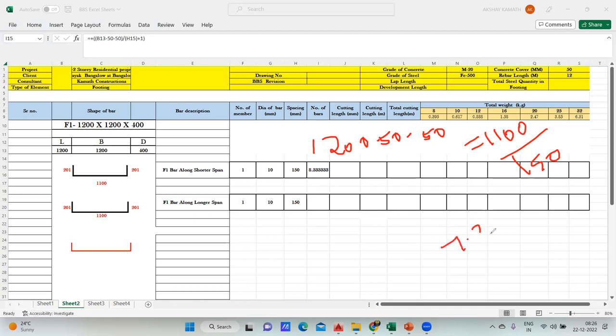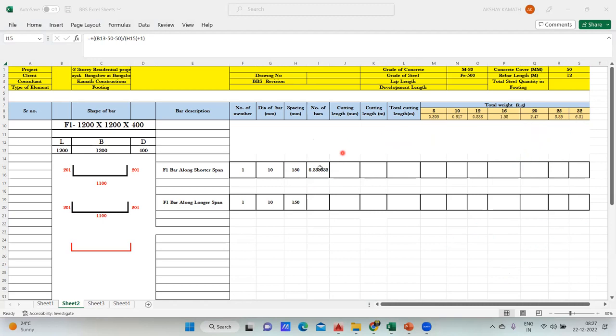So 7.33 means we'll take it as 7 only. And for this, we have a formula plus 1, isn't it? Plus 1. So 7 plus 1 should be 8. So here it is showing 8.33 because it is 7.33 plus 1 it has done. So actually it should come in a round figure because we cannot provide 8.33 bar.